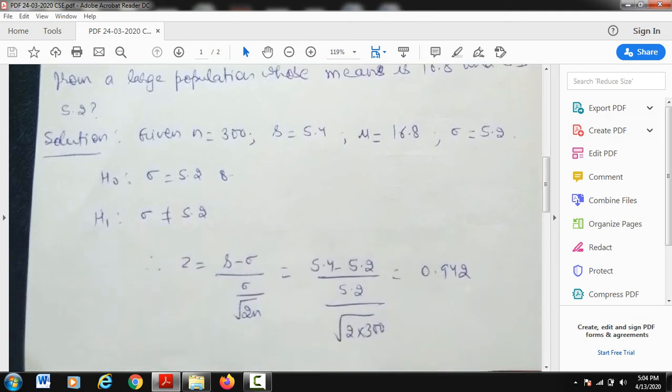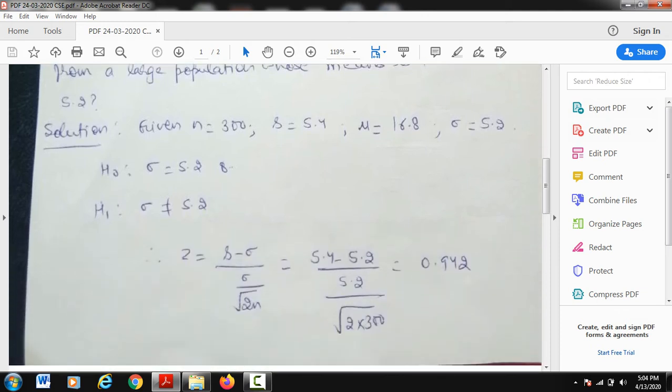Okay, so this is the numerical. What we have given: n is equal to 300, small s is 5.4, mu is 16.8 and sigma is equal to 5.2.